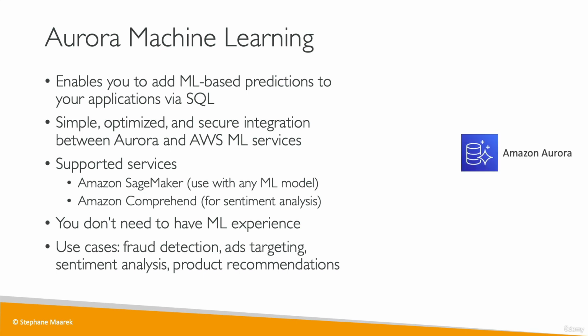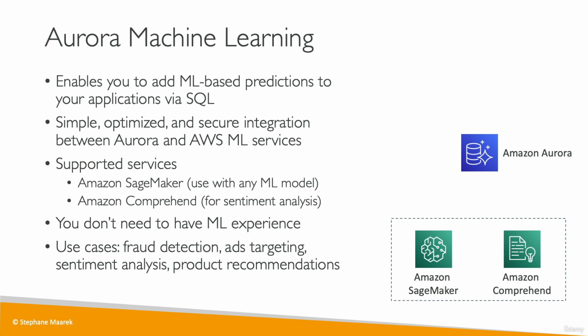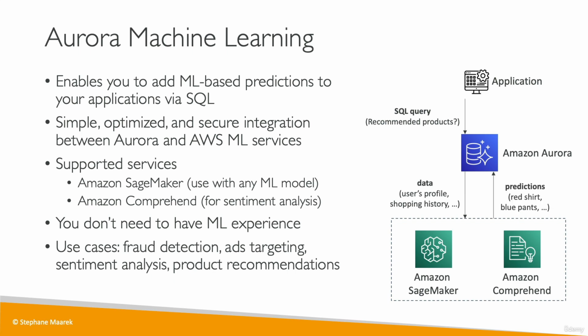All within Aurora. To give you the architecture idea, Aurora is going to be connected to the machine learning services in AWS, and your application can just run a very simple SQL query, for example, what are the recommended products? Aurora will send some data into the machine learning services, such as the user's profile, the shopping history, et cetera. Then the machine learning service will return a prediction directly to Aurora, for example, the user should buy a red shirt and blue pants. And then Aurora can just return the query results to the application as a result of the SQL query, which is very handy. So that's just a feature you need to know going into the exam.